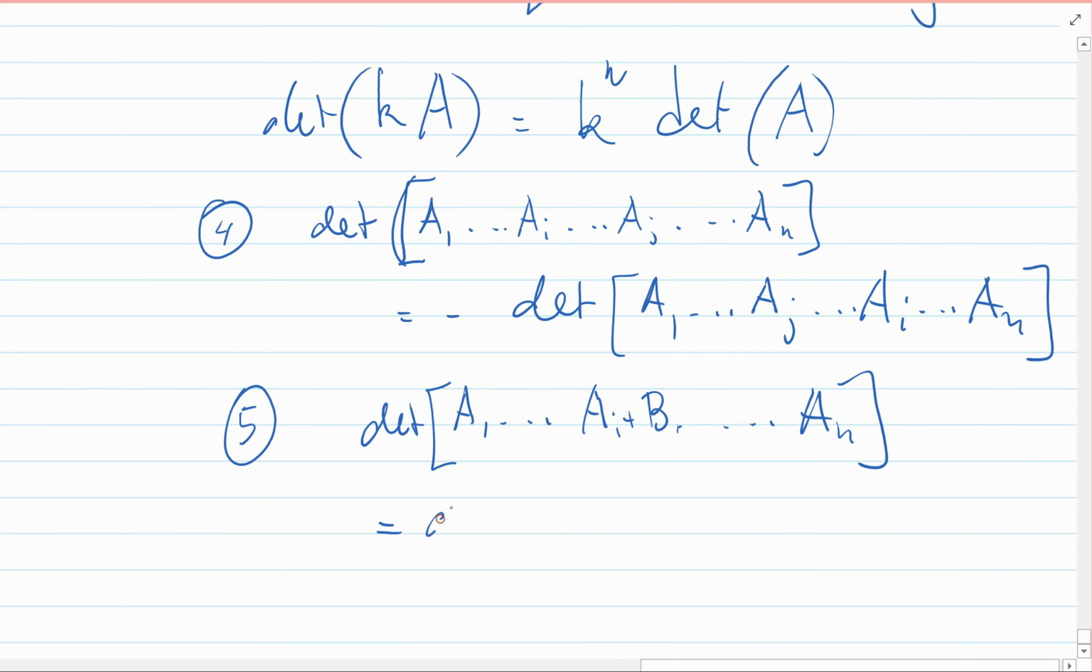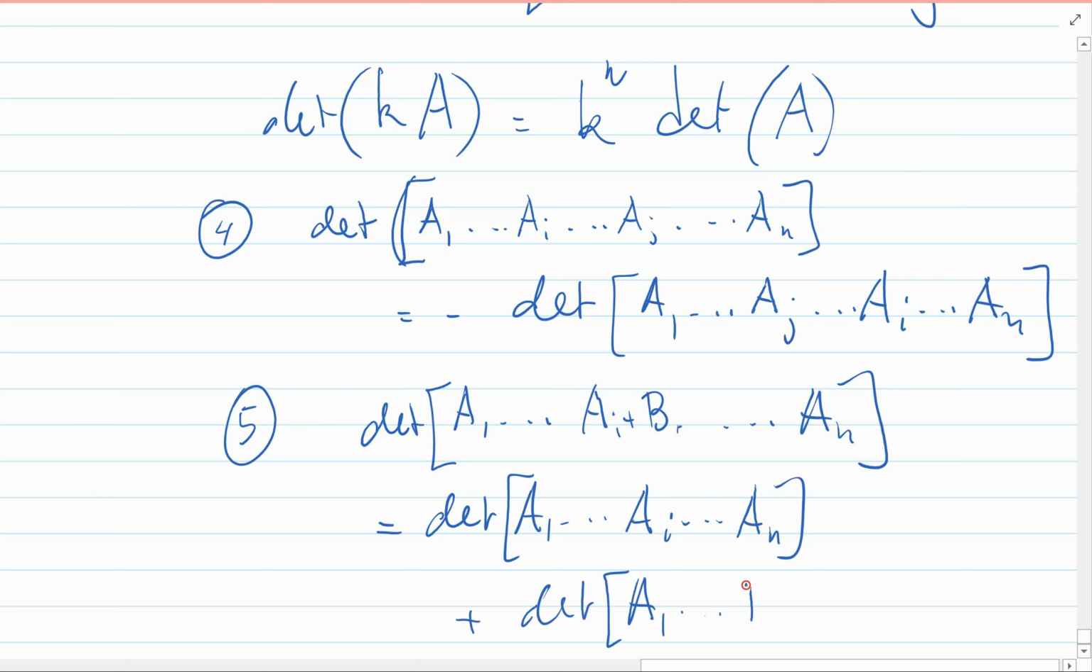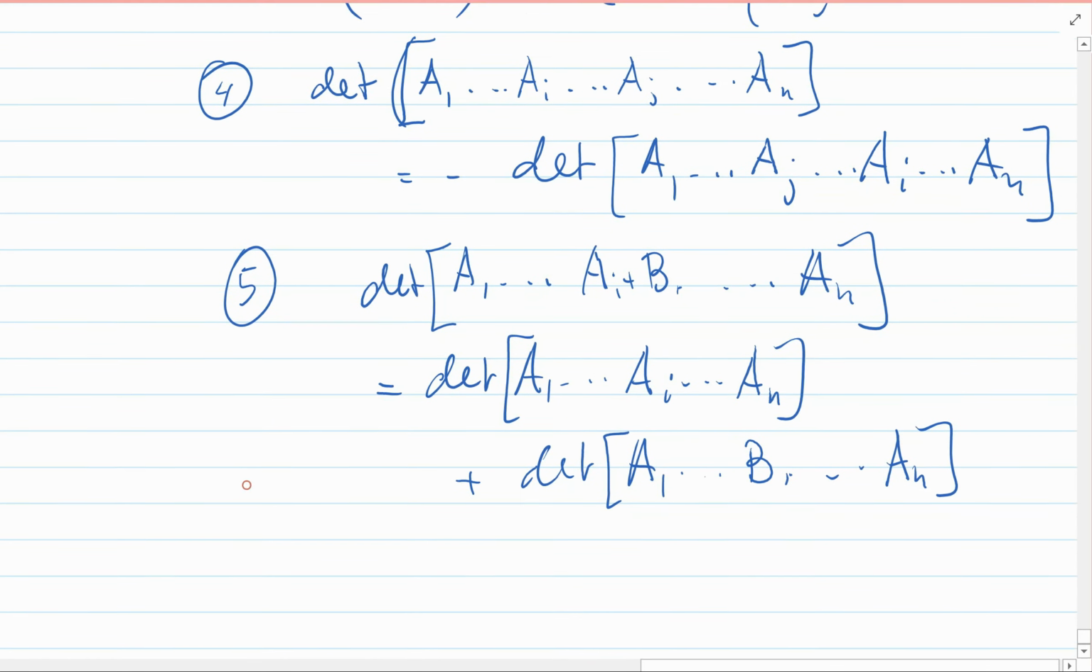So what happens is that the determinant of A1, ..., AI, ..., AN plus the determinant of A1, ..., B, ..., AN. In other words, if you have two columns and you add them, then the determinant becomes linear with respect to that column. With respect to that column only, because otherwise it is false.